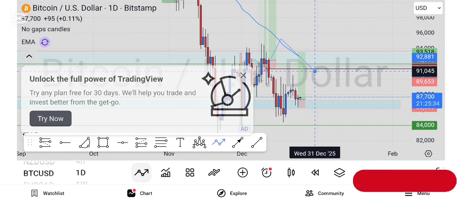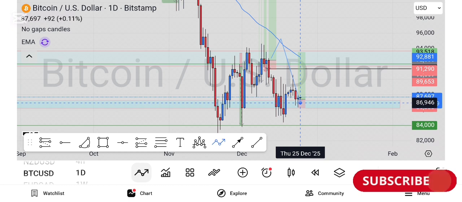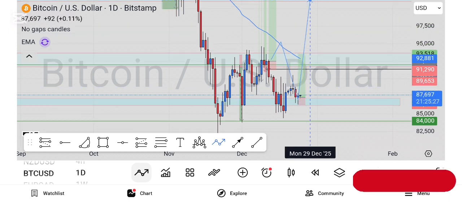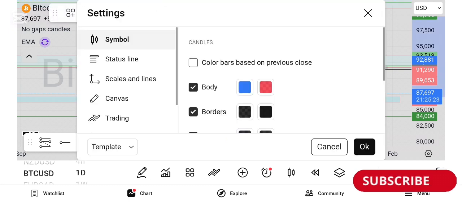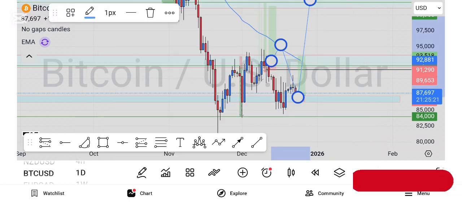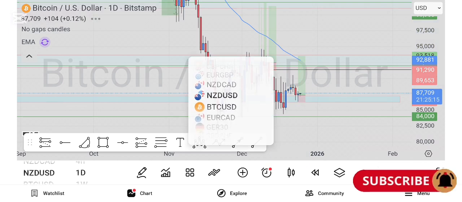But I'm expecting a buy from here that I'm going to hold till next year, like pretty much 100k. I'm expecting a big buy from there. This particular one is aside. Let's go to NZDCAD.